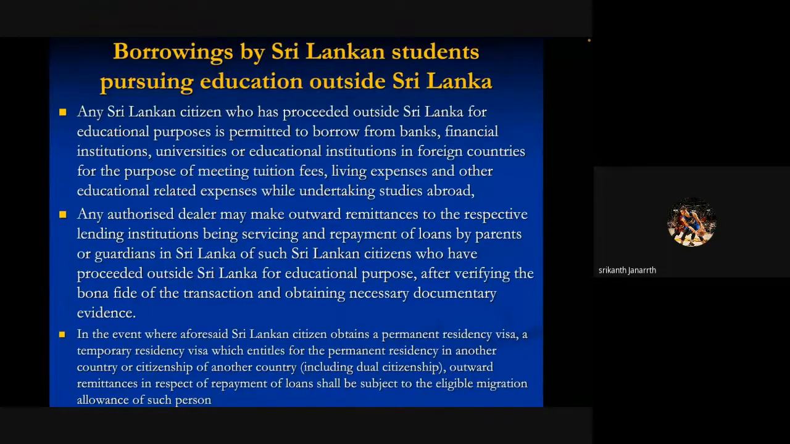So as a student, you look at the second point. Any authorized dealer may make outward remittance for servicing repayment of a loan by parents. Yes, you can settle the loan. Even if the student borrowed, the guardian can settle the loan. As far as the loan is concerned, you need documentary evidence that the loan is used for education purposes. Suppose a guardian comes to you and says, my son has taken 10,000 Australian dollars, I want to pay the bank to settle the loan.